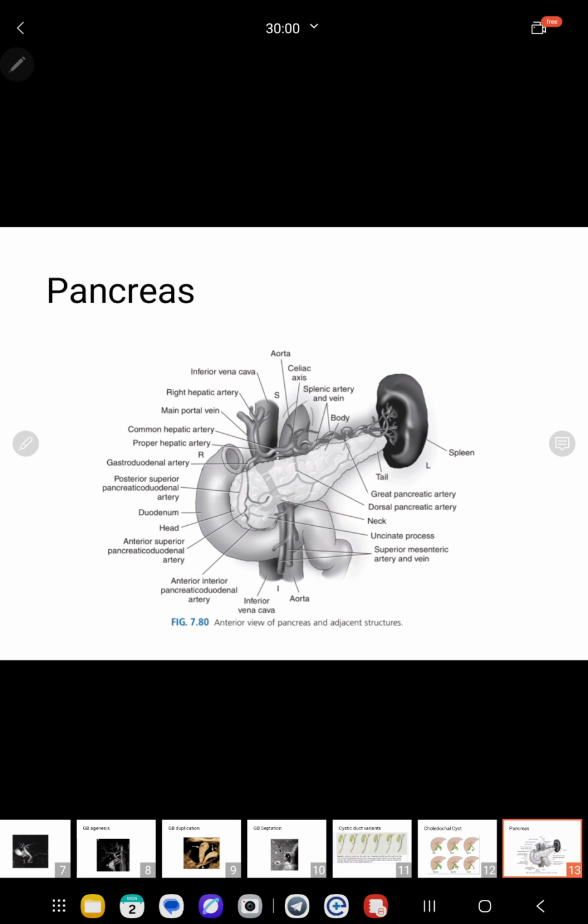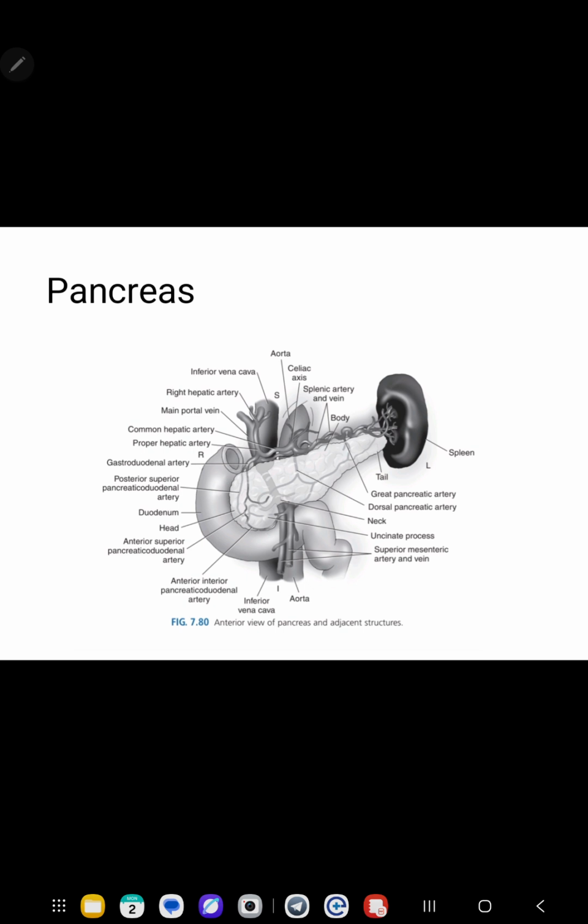So head is located within the C shape of the second part of duodenum. Behind the neck is the portal confluence. Splenic vein and superior mesenteric vein join to form the portal vein. Then comes the body. Behind the body is the aorta and superior mesenteric artery, and along the posterior surface of the body runs the splenic vein.